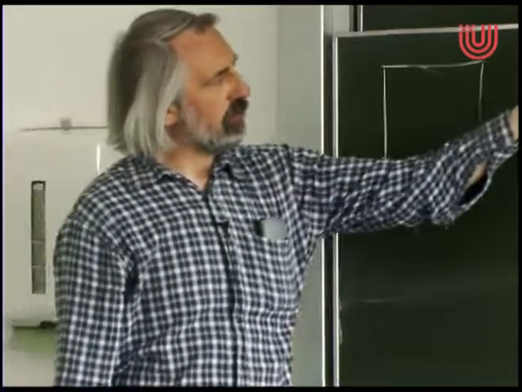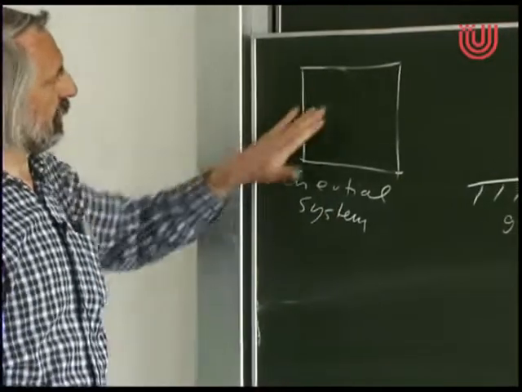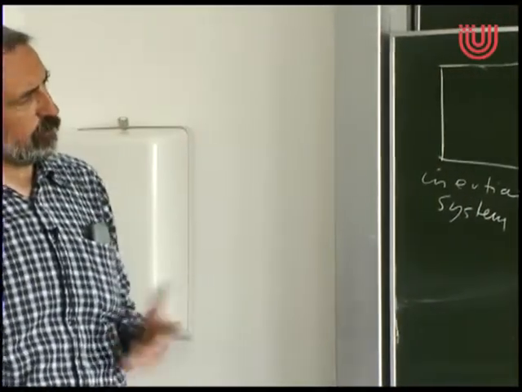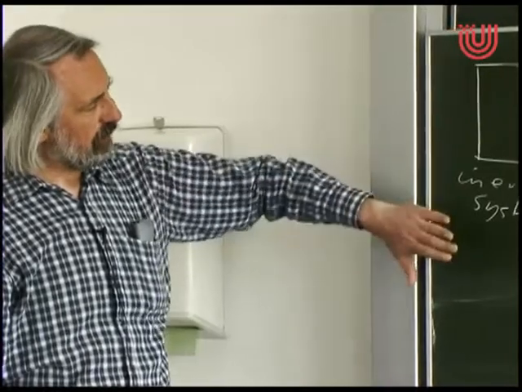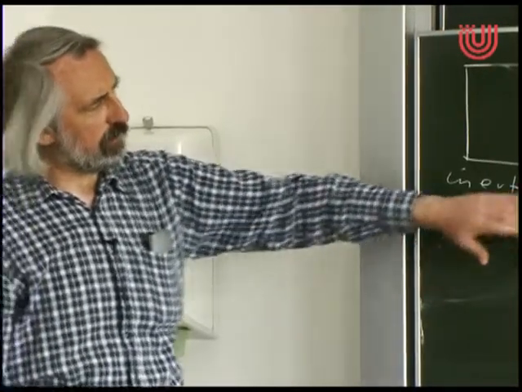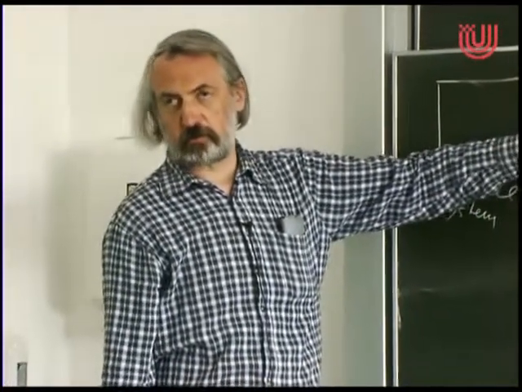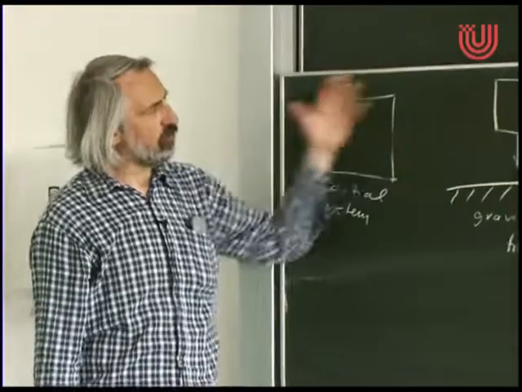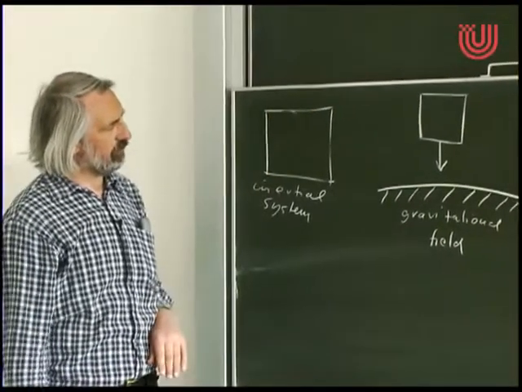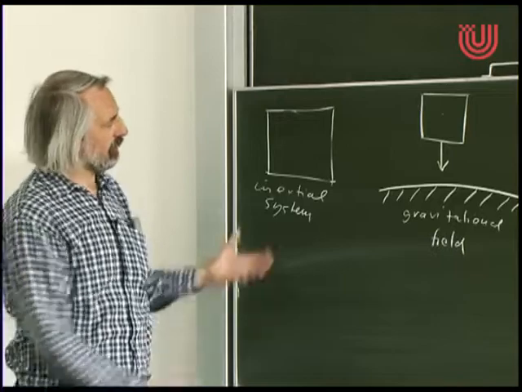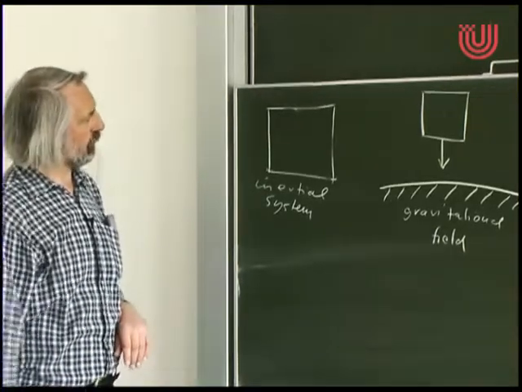So instead of having the box moving in the gravitational field and at rest in an inertial system, we do it the other way around. We have it moving in the inertial system and at rest in the gravitational field. And this should also be equivalent. It's just a transformation from this situation to other reference frames in both situations.